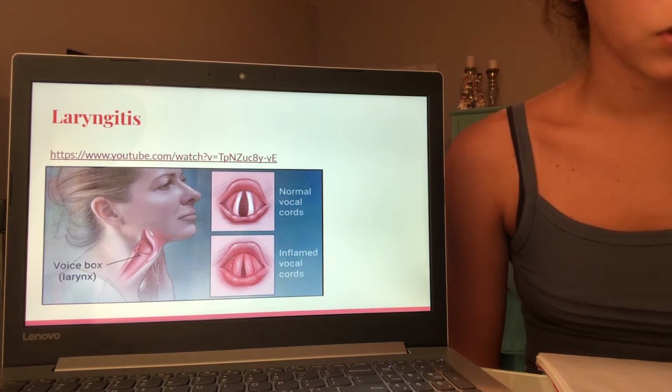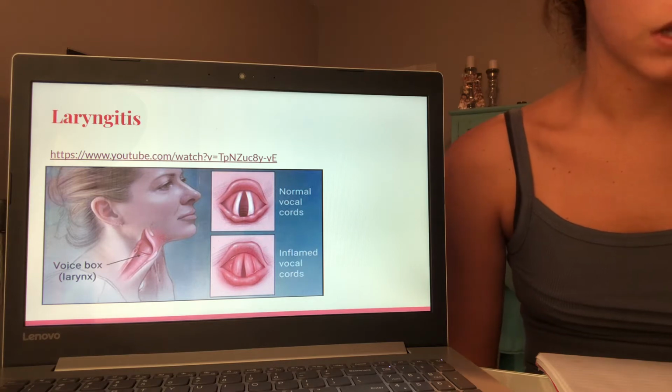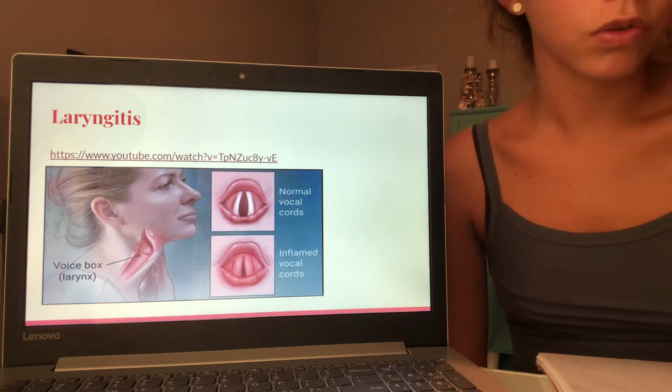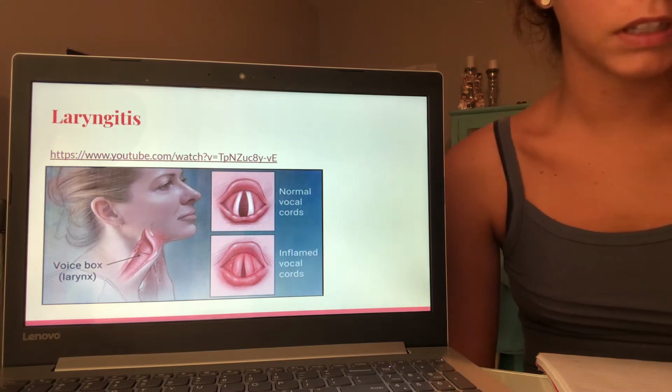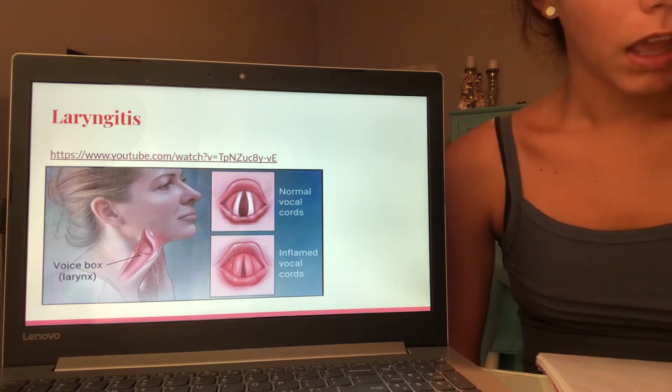Inside the larynx are your vocal cords, two folds of mucous membrane covering muscles and cartilage. Normally, your vocal cords open and close smoothly, forming sounds through their movement and vibration. But with laryngitis, your vocal cords become inflamed or irritated.